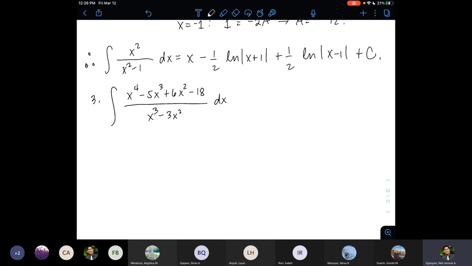Okay, so let's try problem number 3, which looks a bit intimidating because here the top is degree 4, bottom is degree 3, long division is required. So this would be a good exercise and a good recall of how to do long division. So I'll put the divisor here outside, and then I'll make a roof. Under that roof, I'll have the dividend.